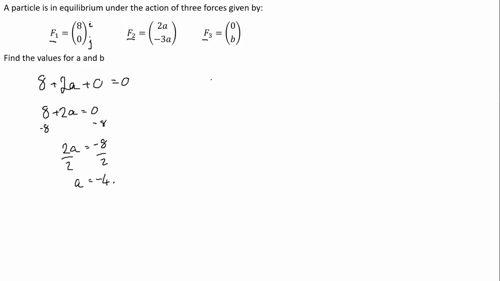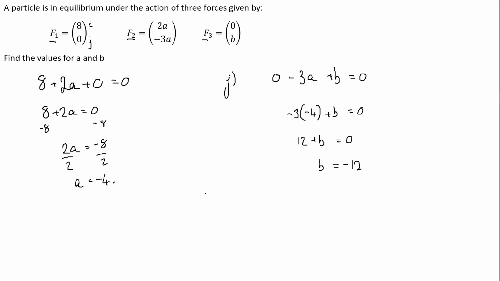Now, while we're at it, let's have a look at what we get for the j component. We have 0 plus minus 3a, so that's minus 3a, plus b equals 0. Now, we've already found a. So if we substitute that in, we get minus 3 bracket minus 4 plus b is equal to 0. So we've got positive 12 plus b equals 0. So b is equal to negative 12. And you get your two values of a and b.